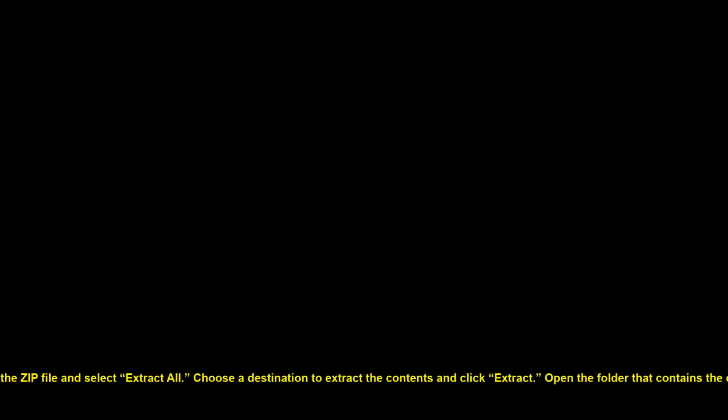Locate the downloaded zip file in your computer's Downloads folder. Right-click on the zip file and select Extract All. Choose a destination to extract the contents and click Extract. You will see an .ical file for your calendar.